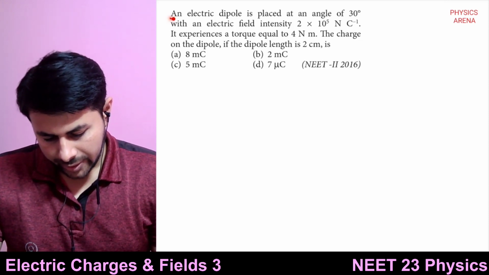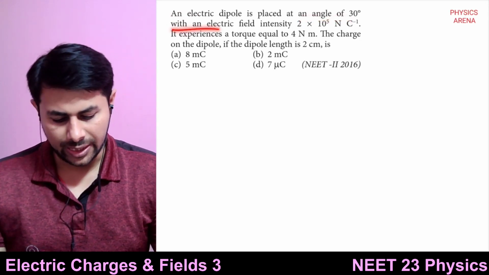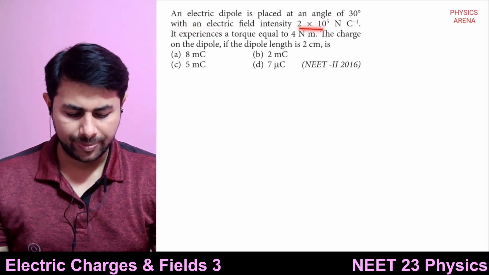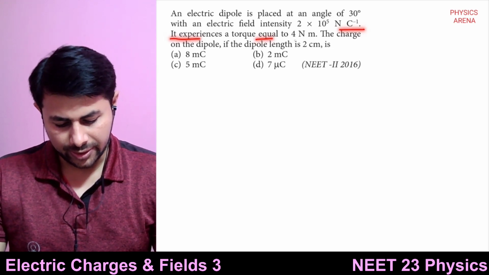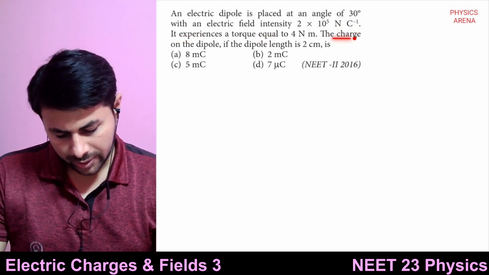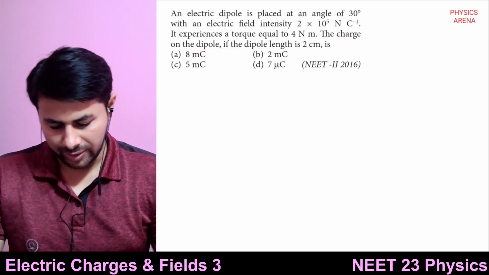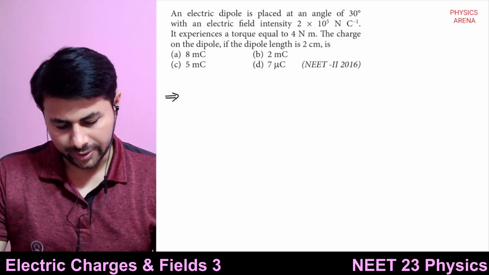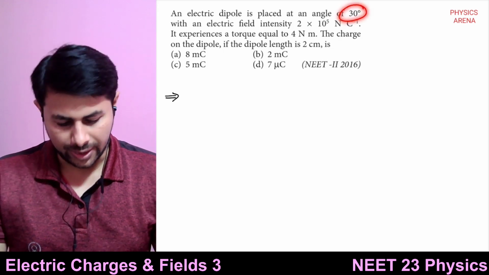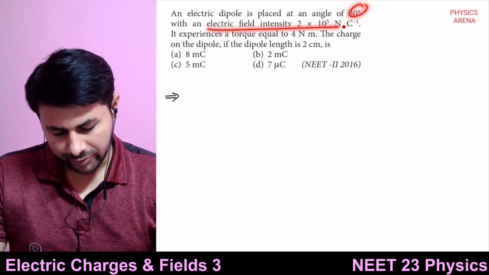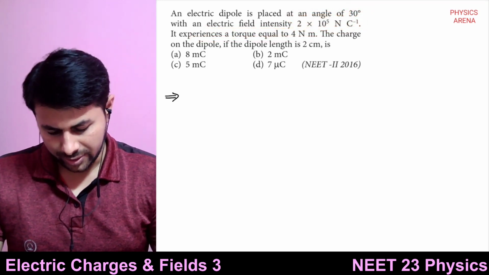An electric dipole is placed at an angle of 30 degrees with an electric field of intensity 2 multiplied by 10 raised to 5 Newton per coulomb. It experiences a torque equal to 4 Newton meter. The charge on the dipole, if dipole length is 2 centimeter, is. This is a very simple question, right? Because we are given that the dipole is kept at an angle of 30 degrees with the electric field, and it experiences torque. So everything is given.